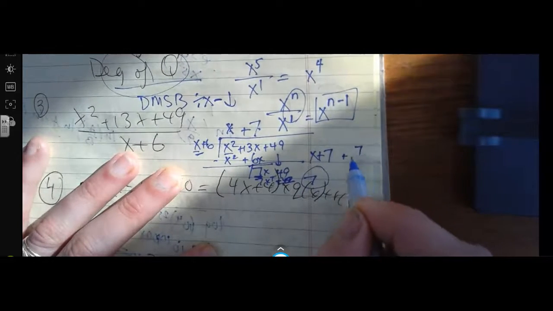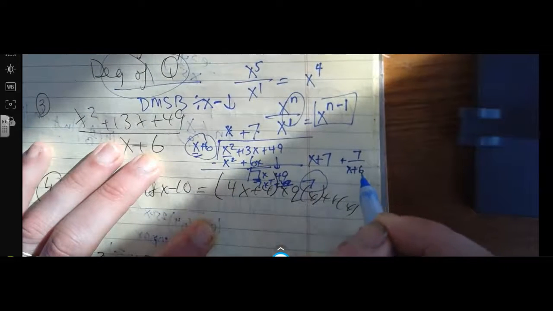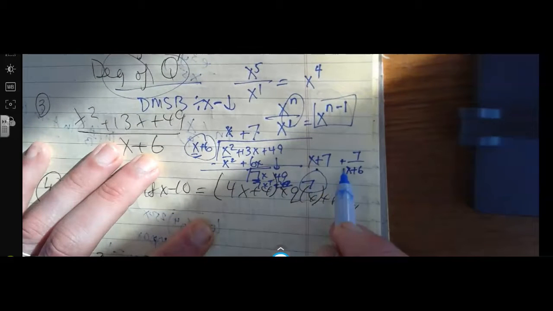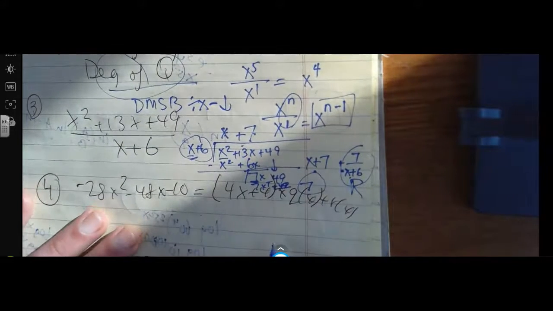So you say plus 7, and your remainder we divide by the divisor. It's like a fraction. So it's x plus 7 plus, separately, this part right here, that's our remainder. All right, so that would not be a factor exactly because we do have a remainder.